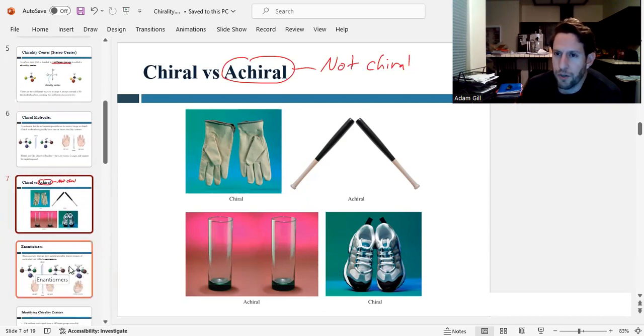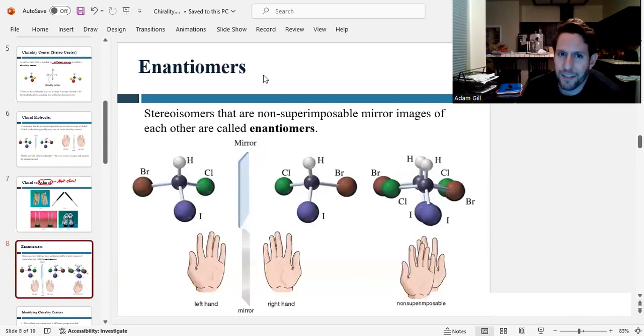A new term to describe these mirror images of each other is enantiomers. Stereoisomers that are mirror images are called enantiomers. Here are 2 enantiomer molecules. If you try to superimpose them, you see that the green and red spheres don't line up, much like if you try to superimpose your hands, your thumbs are going to be on the wrong sides. So mirror images are known as enantiomers.